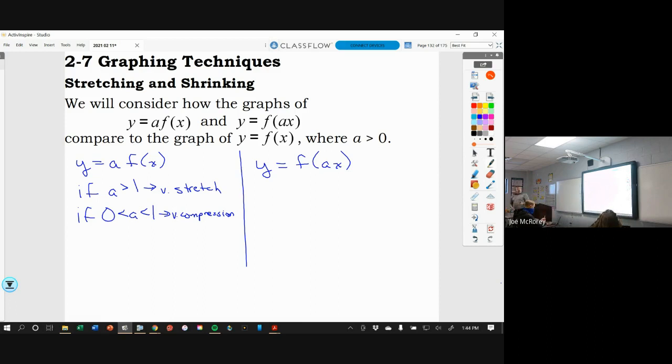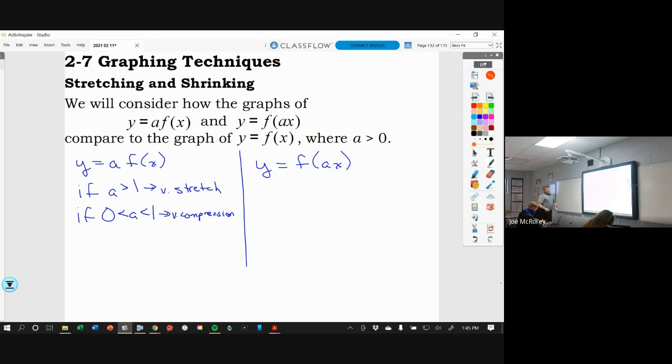Now the a is with the x, which means the a is with the horizontal change. It's going to affect it in the x direction. And I'm going to do two different graphs today. One of them has a horizontal and one of them has a vertical response, and the graphs look identical. I'll show you those when we get there.